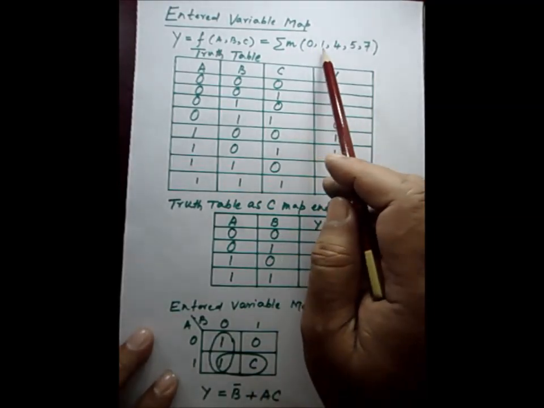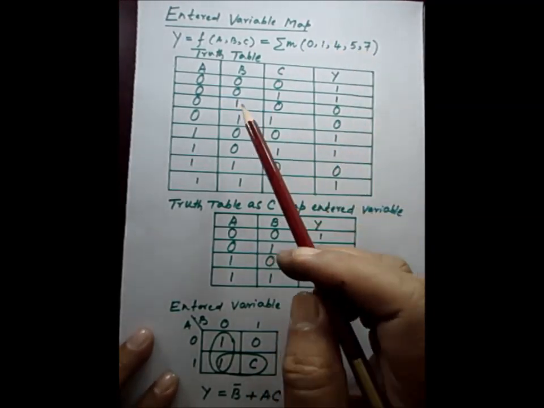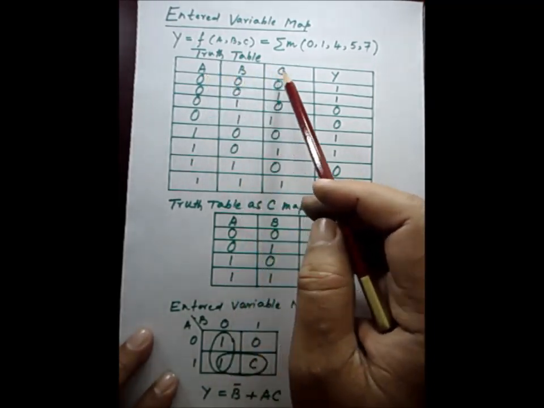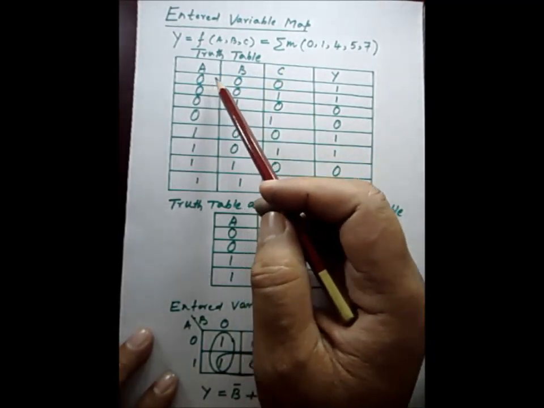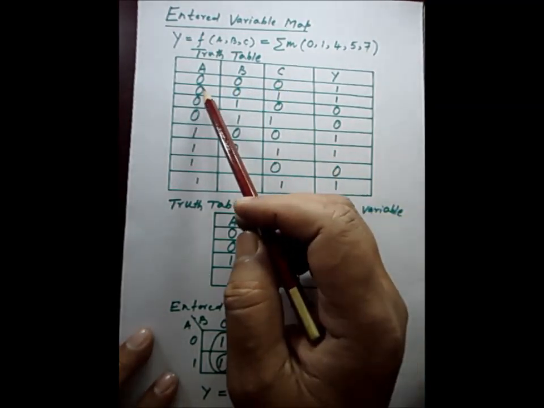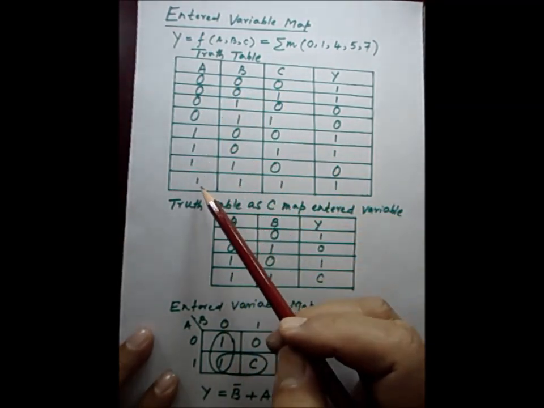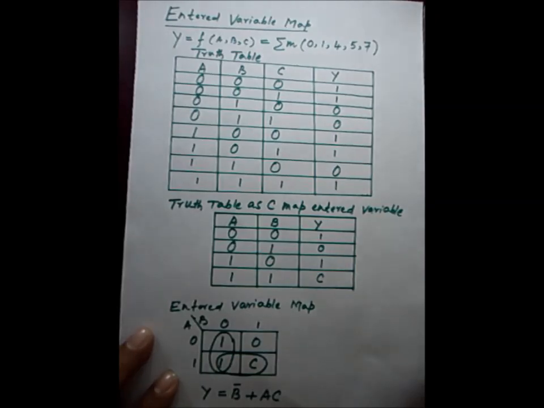Therefore, it is M0, M1, M4, M5 and M7. Therefore, the variables are A, B, C. We have 8 variations. We started with 0, 0, 0, then 0, 0, 1, and the last one is 1, 1, 1.